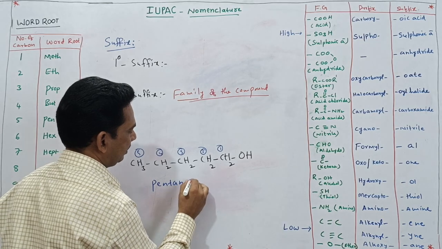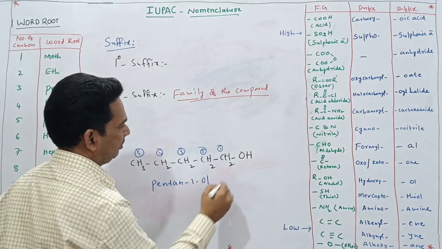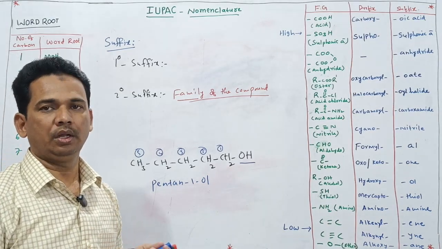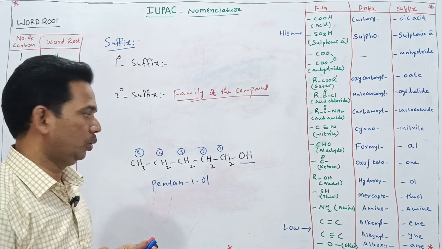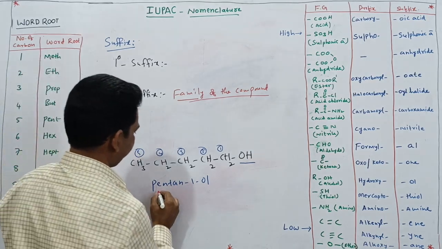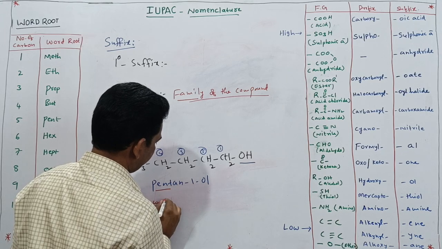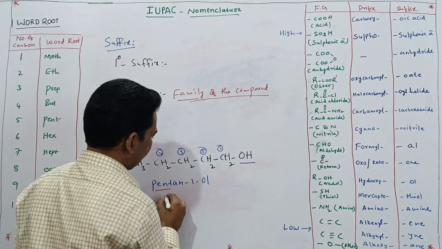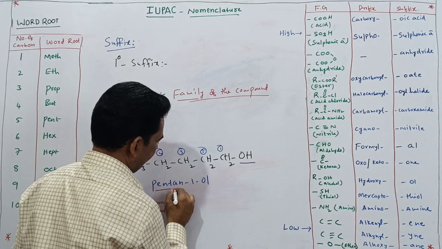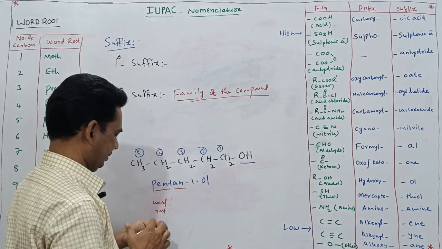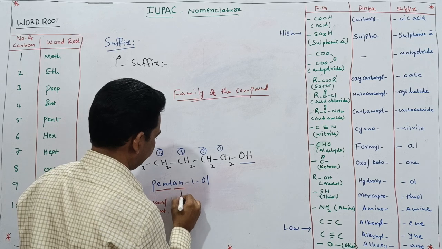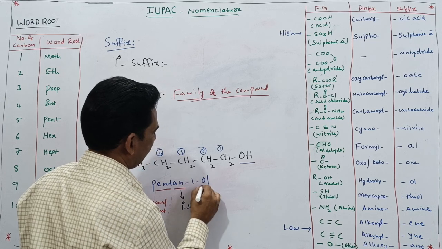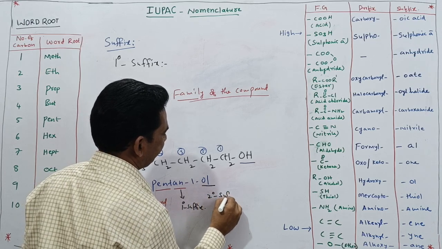Pentane, 1 ol, because of the hydroxy group. The hydroxy group we write as "ol", not "al". Now you see, pent is the word root. In this there is no primary prefix. Then "ane" is the primary suffix. "Ol" is the secondary suffix.